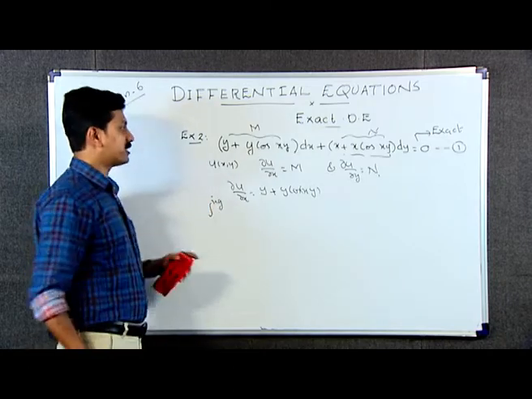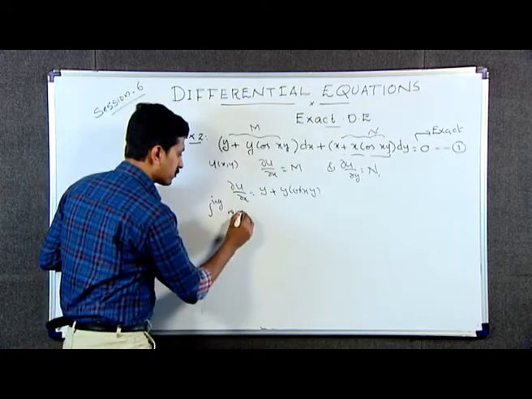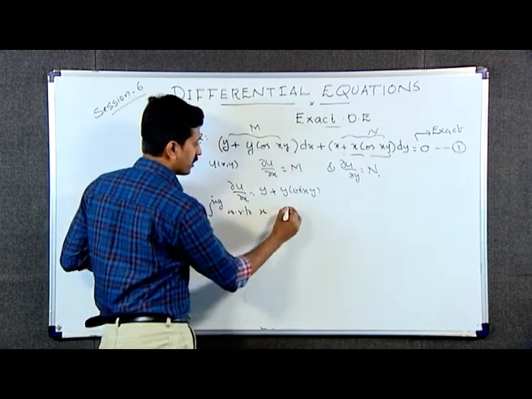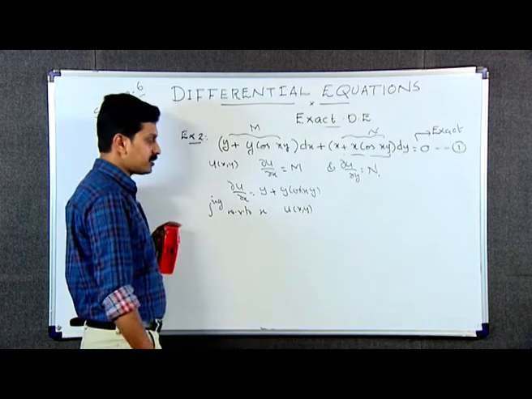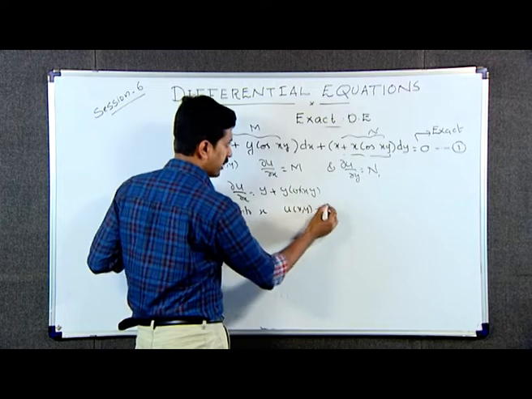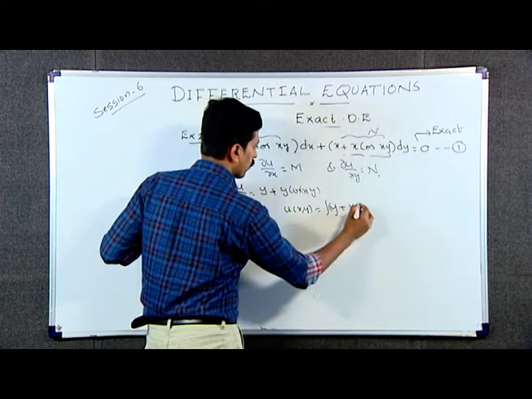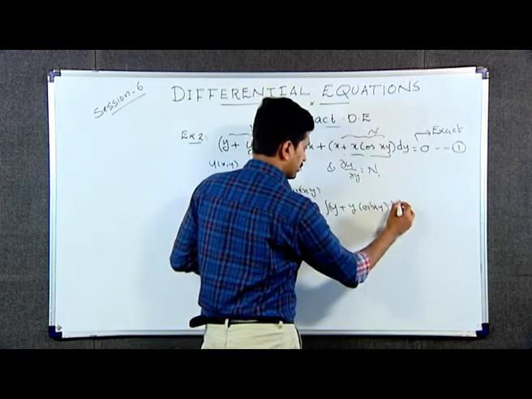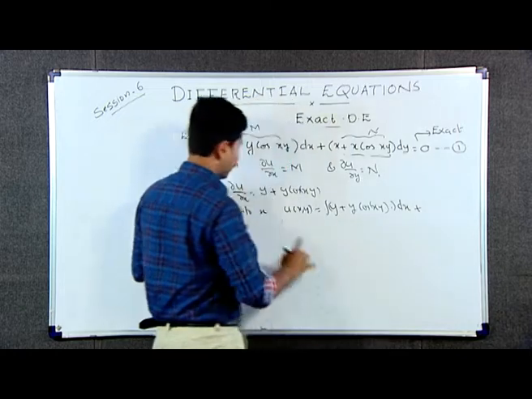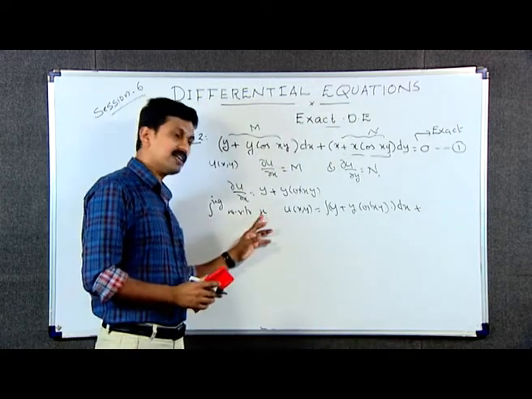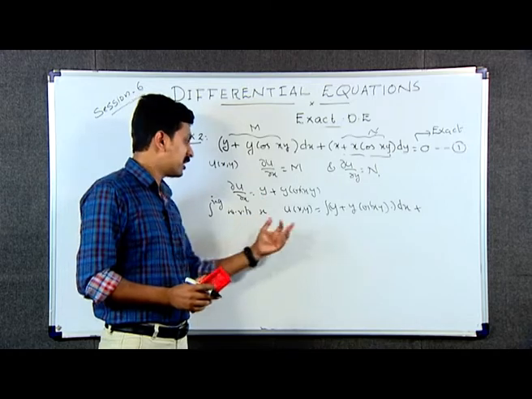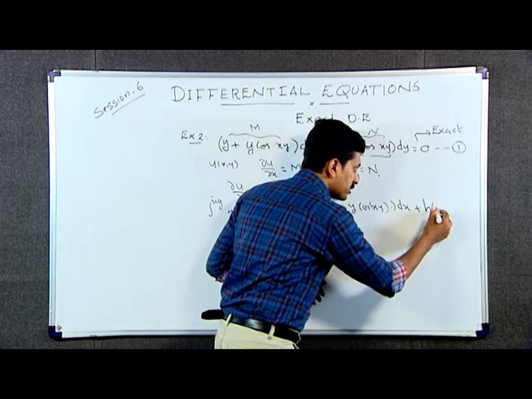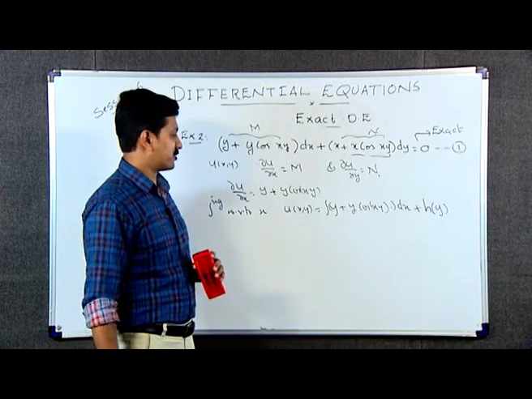We have to find u, so we are integrating with respect to x. Therefore, we will have the integral of ∂u/∂x, that is u(x,y), equal to the integral of y plus y cos(xy) dx, plus a constant of integration. We are partially integrating with respect to x. Our u is a function of both x and y. There are two variables, therefore we are treating this constant as a function of y, h(y).